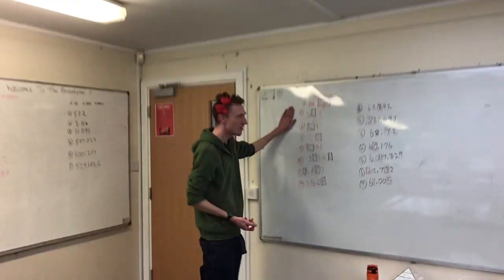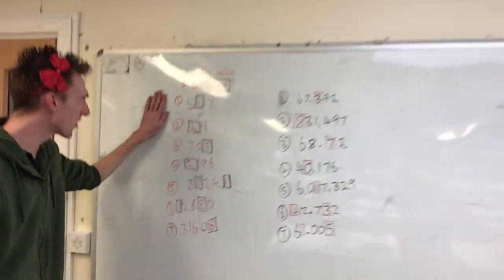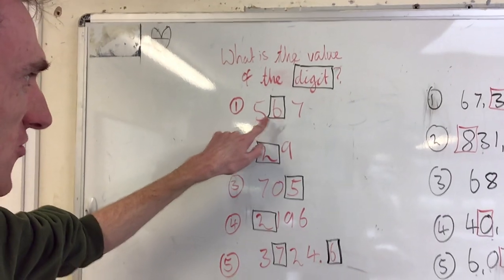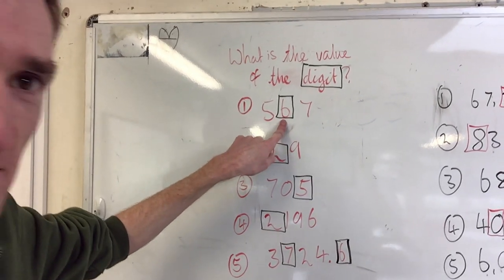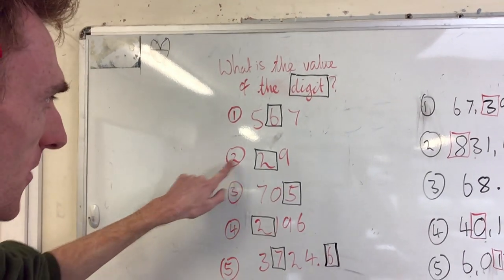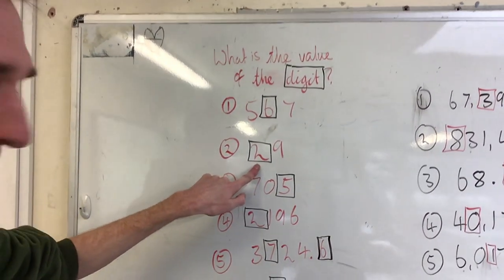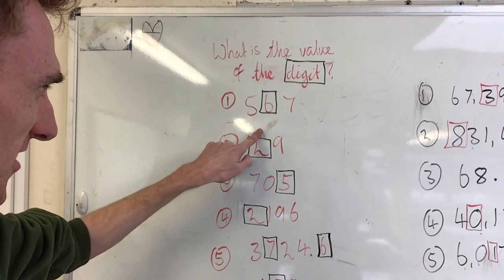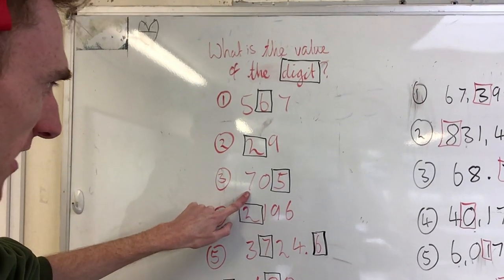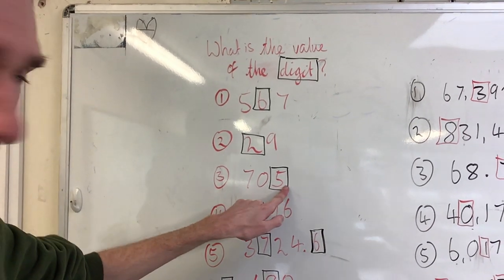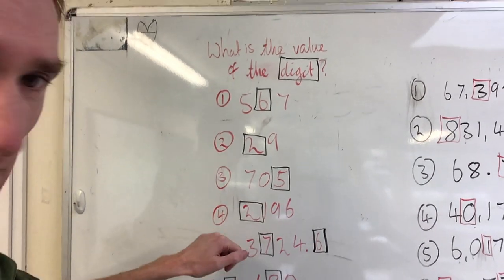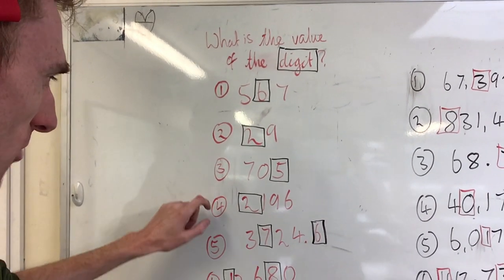Brilliant. Okay, so on the red side, we've got the value of the digit, the 6 in there. This number we can see is 567. So we're looking at 6 tens, or 60. Over here, number 2, we've got 29. The value of the digit 2 there is in the tens column. That's going to be 20, or 2 tens. Number 3, 705. The digit that we're looking for is the 5 there, and that's 5 ones in the ones column.